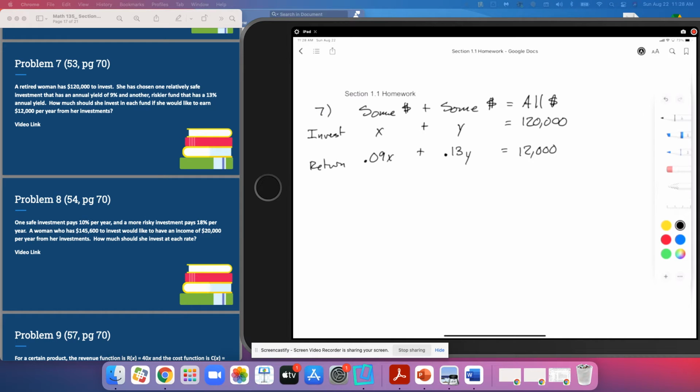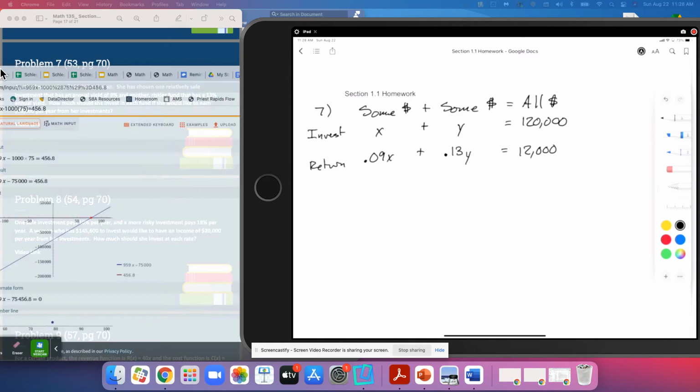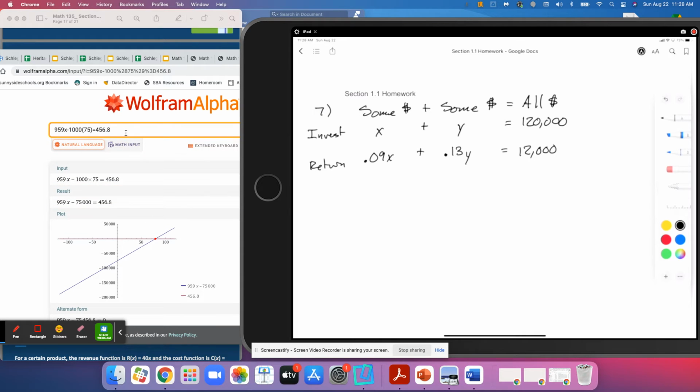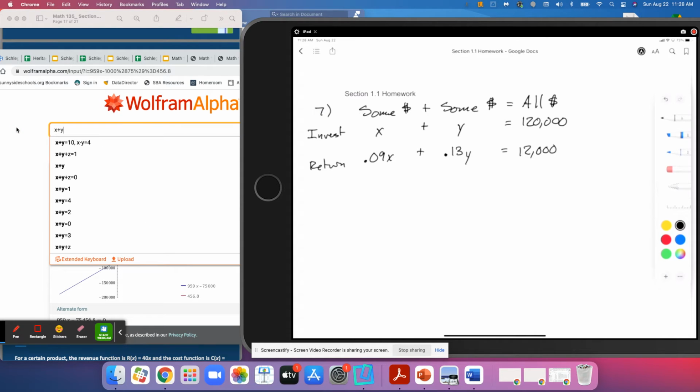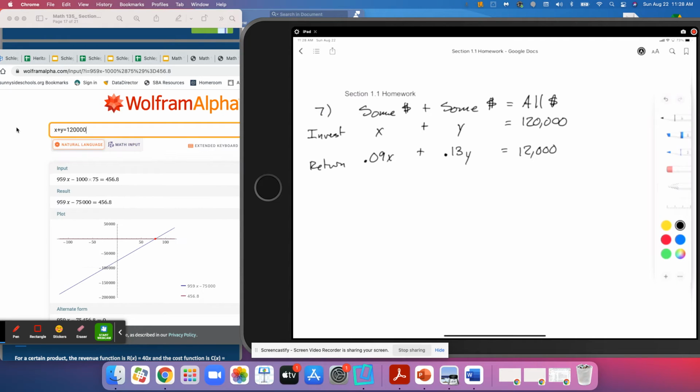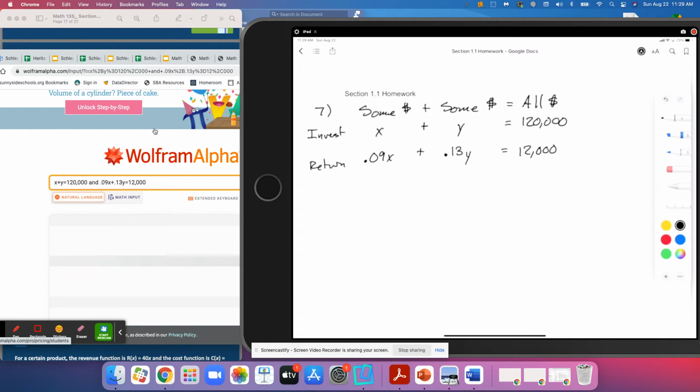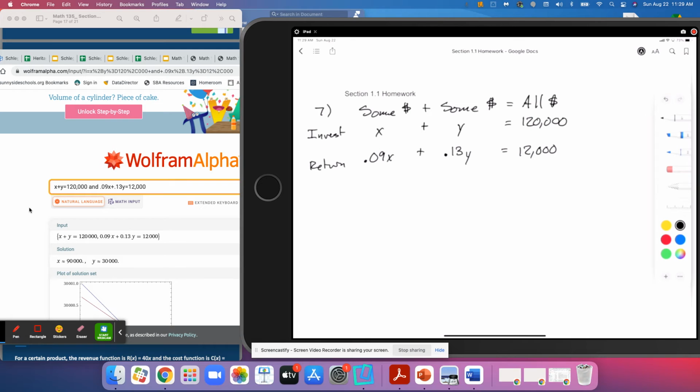And again, our pal Wolfram comes in super helpful here to be able to do some of this math for us instead of us having to do it by ourselves. And what we need to do is do this deal of x plus y is equal to 120,000. And so the word and goes between these two equations. 0.09x plus 0.13y is equal to 12,000. And if it helps you to put commas on here to make sure you have the right number of zeros, sometimes I make a mistype. Sometimes commas will help you make sure your numbers are correct. Let's hit it and see what Wolfram says for us.